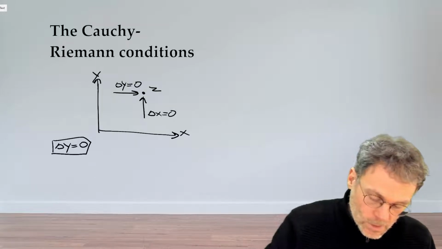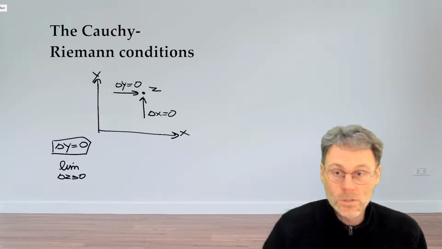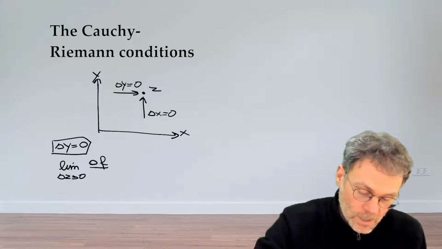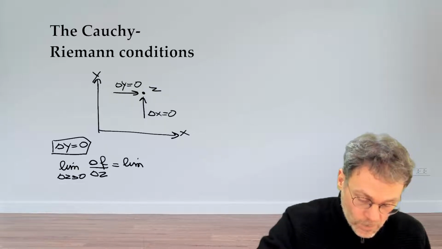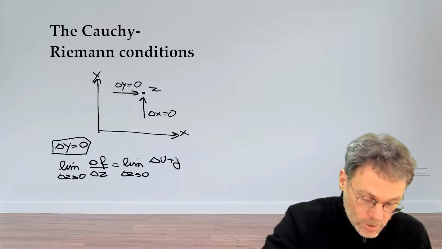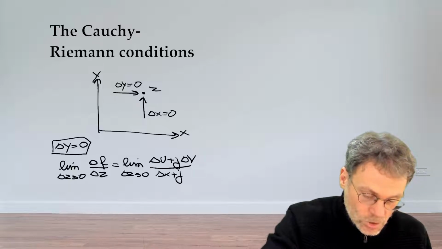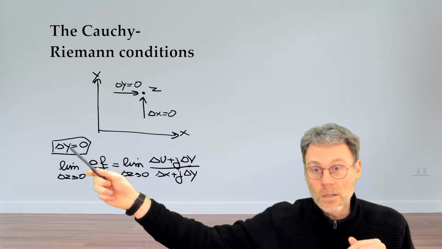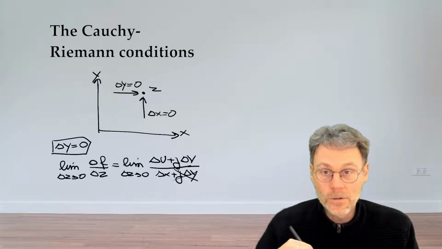So what we need to consider is the limit of delta z going towards 0 of our differential quotient, which is delta f divided by delta z. Or, splitting this up in components, the limit of delta z going towards 0 of delta u plus j delta v divided by delta x plus j delta y. Now, luckily, we're in a special case here. This delta y is equal to 0, so we can just get rid of this delta y here.